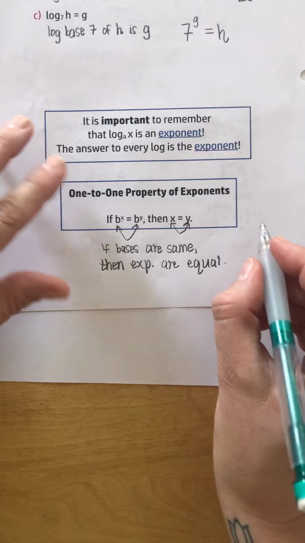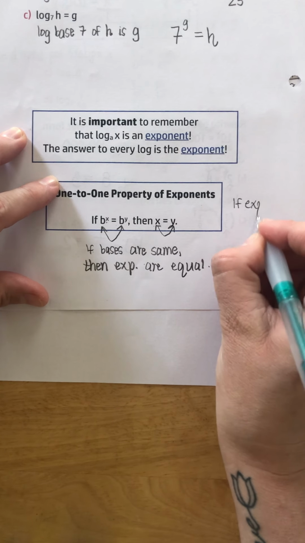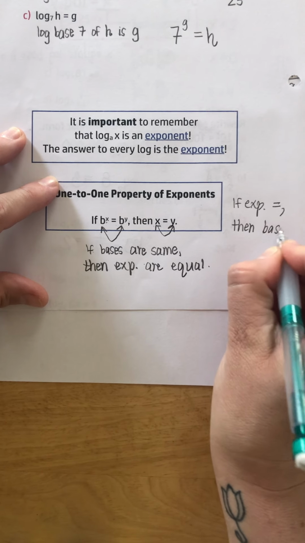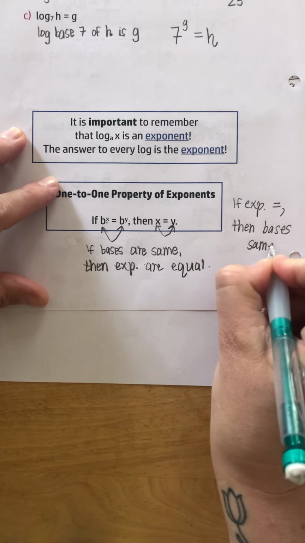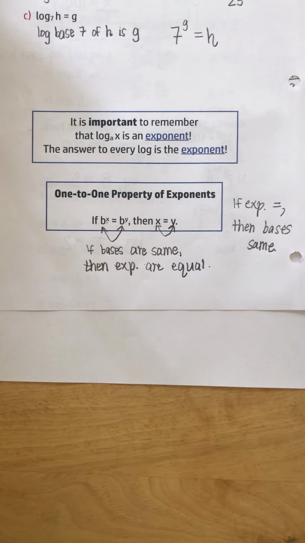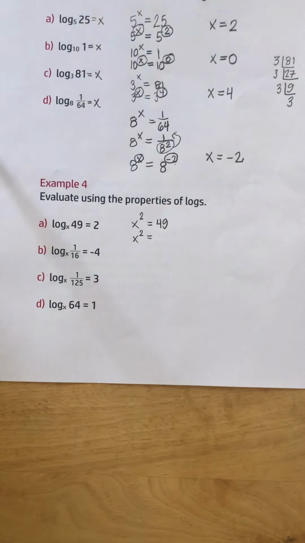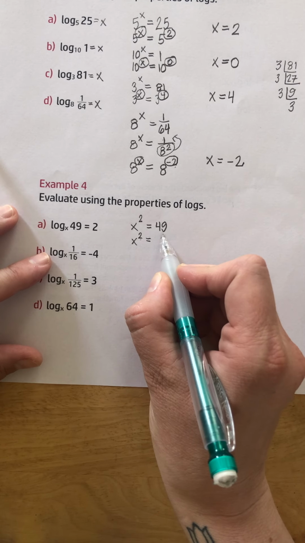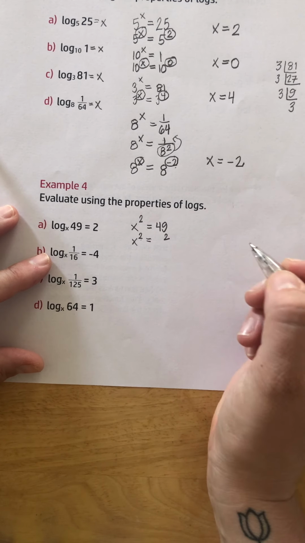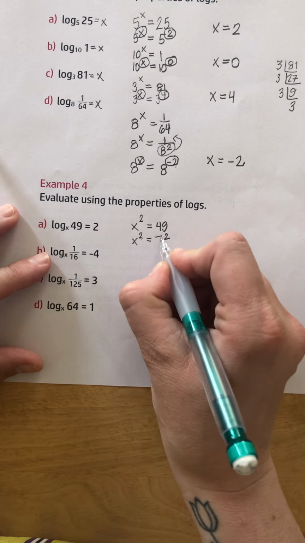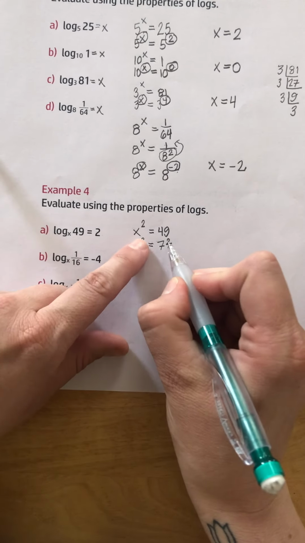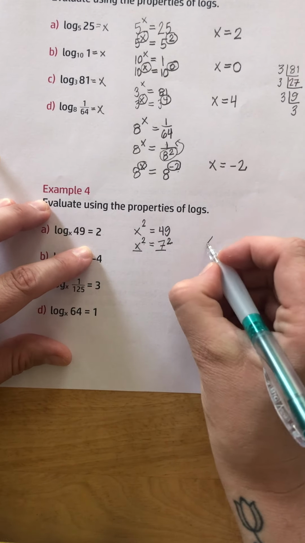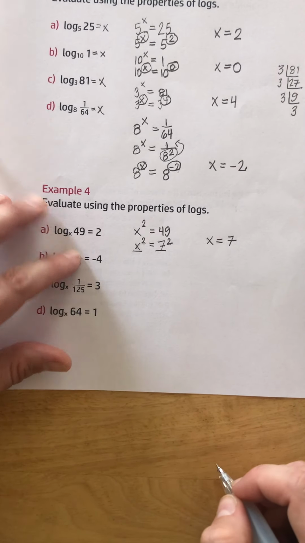If the exponents are equal, and this is good to know, then the bases are the same. So vice versa, you can flip that sentence around. Why did I want to tell you that? Well, right over here, my exponent is a 2. How can I rewrite 49 so that it has an exponent of 2? 7, right? 7 squared is 49. So if my exponents are the same, then my bases are equal, and x equals 7.